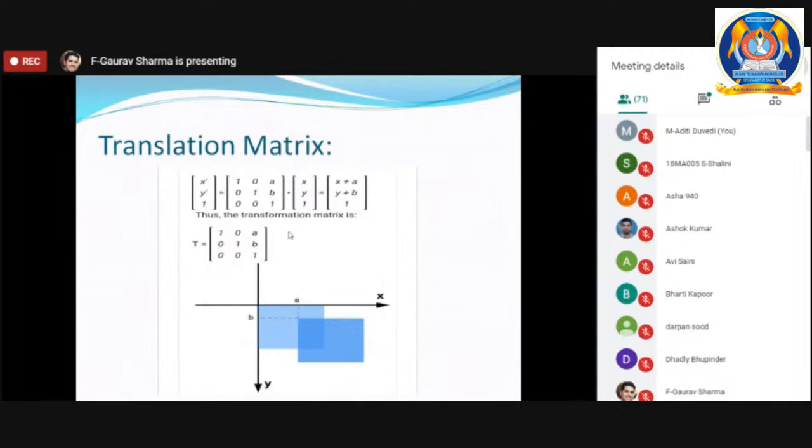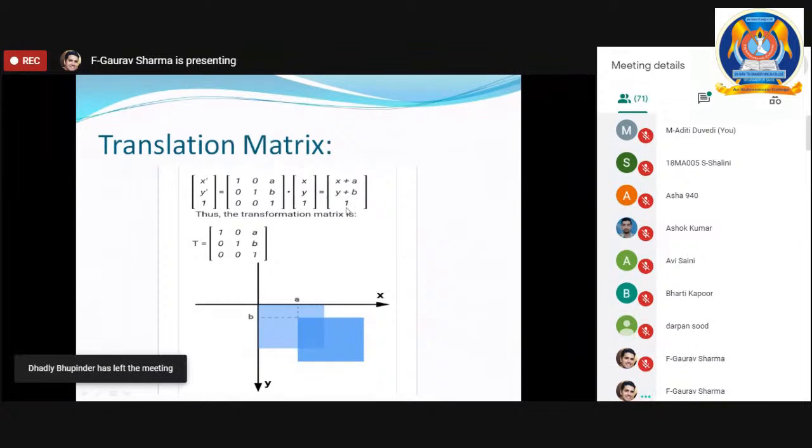So next is translation. So what is translation? It is just taking one image to another place. So I will use this matrix for translation. It will move the x coordinate to x plus a, the y coordinate to y plus b, and the z coordinate as it is. So this is the translation matrix: 1 0 a, 0 1 b, 0 0 1.